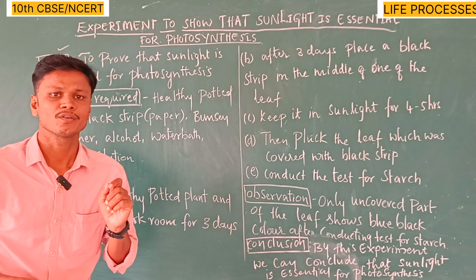Okay, so what are the materials required to conduct this experiment? As usual, we require a healthy potted plant, a black strip, a Bunsen burner, alcohol, a water bath, and finally an iodine solution. These are the things which we require to conduct this experiment.